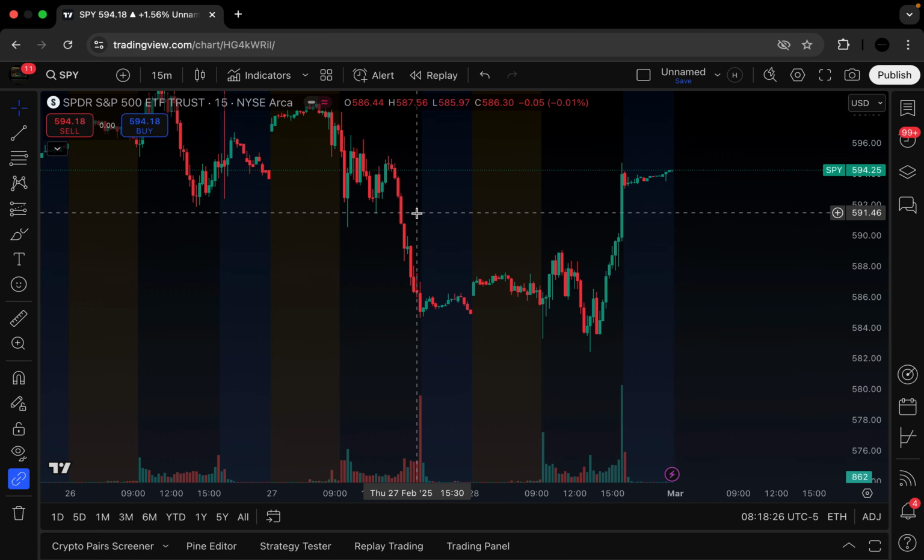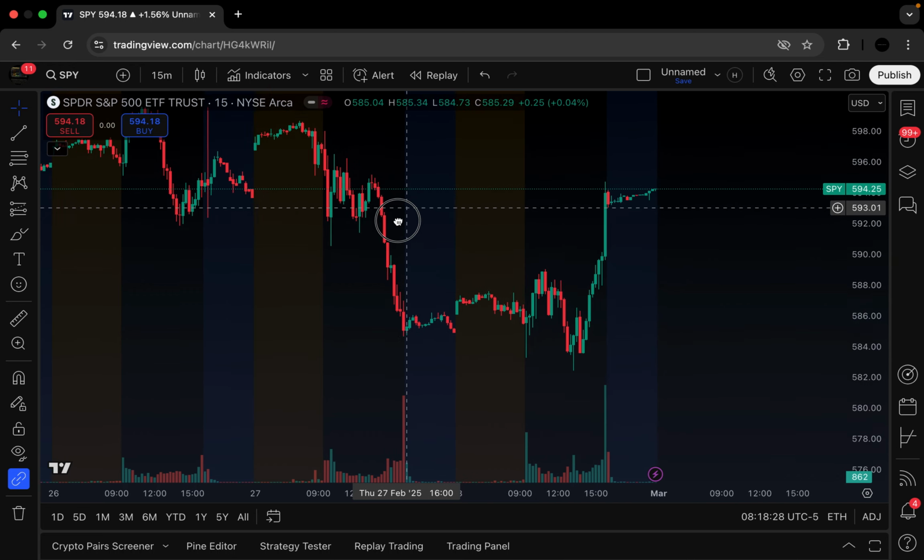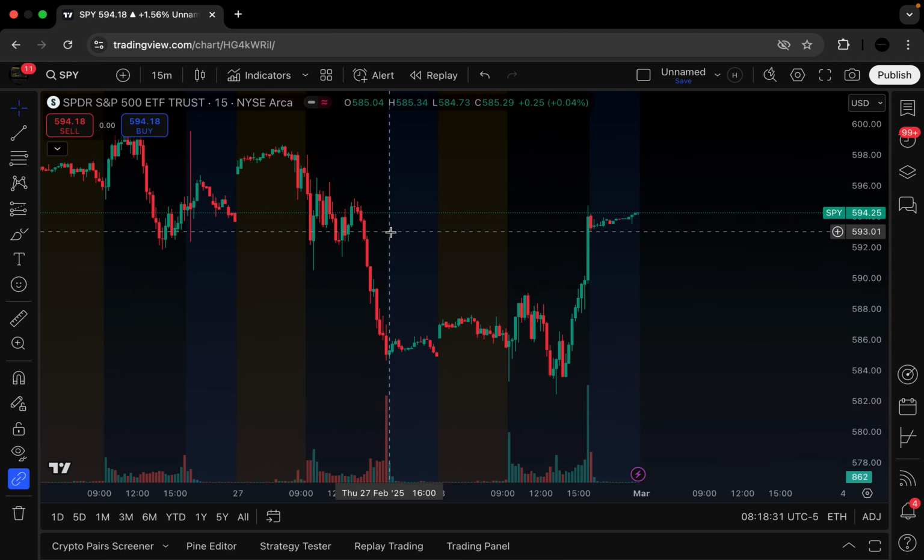Okay, so on the 15-minute, there's literally only 3 types of levels. There's support, resistance, and key pivots.